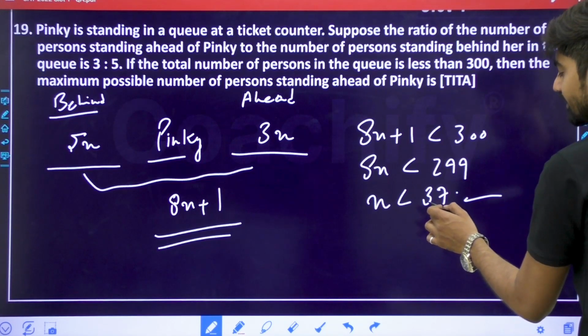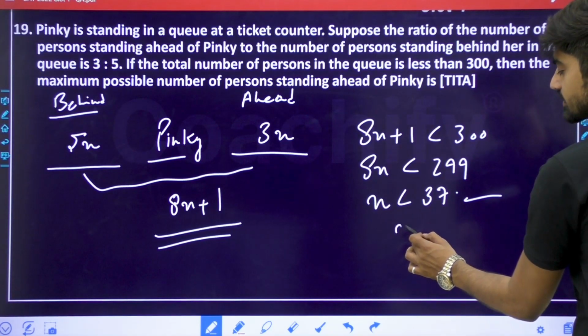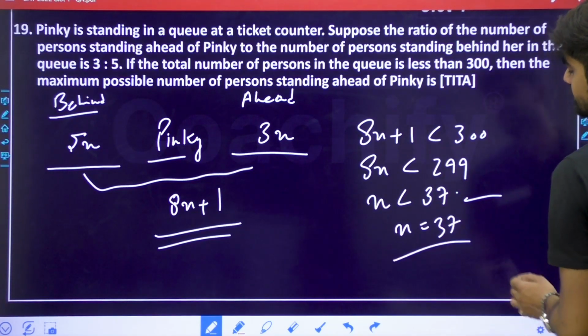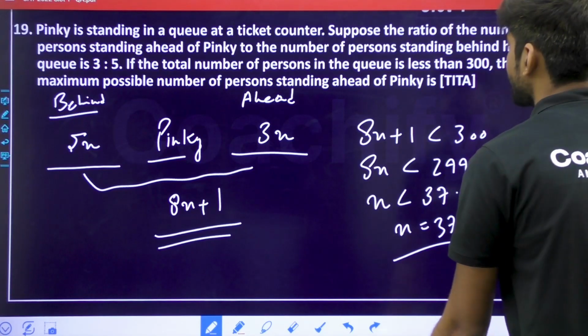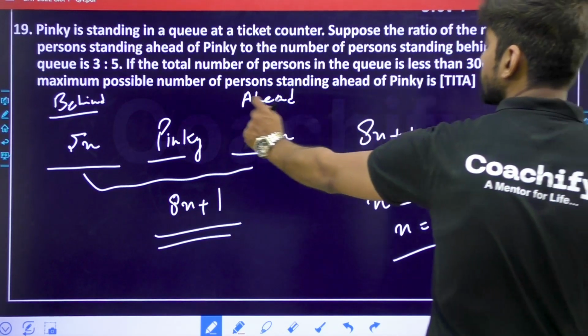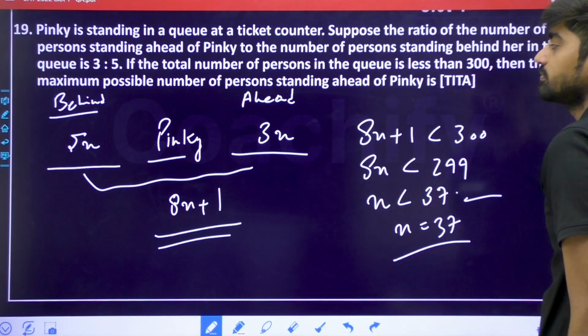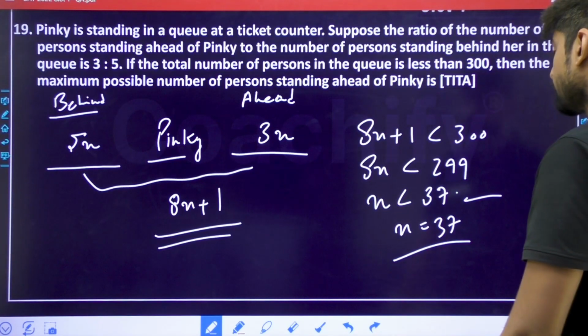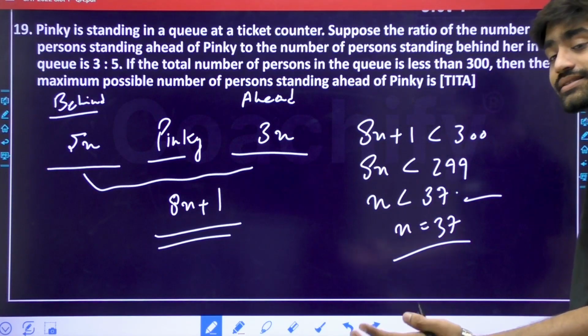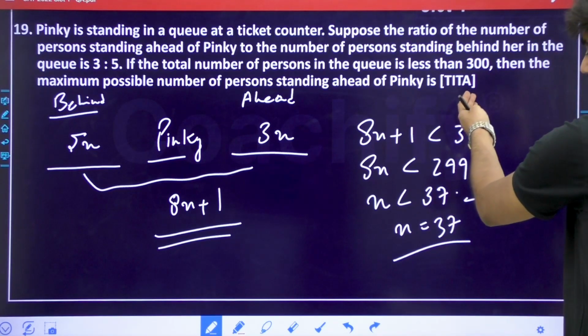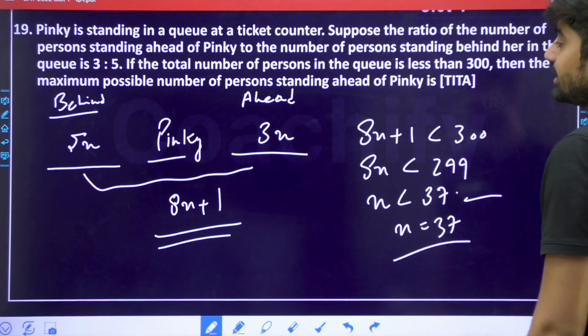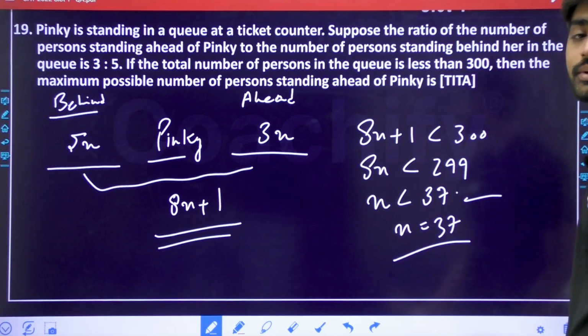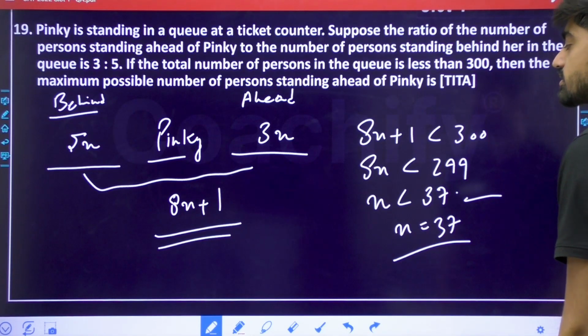So definitely lesser value than this, x is coming out as 37. Why 37 and not any lesser value? Because the question says you have to find out the maximum possible number of persons standing ahead of Pinky. So x should be maximum. At the same time, it should fulfill this condition and it should be an integer. Why? Because number of persons can't be in decimal, right? So x is coming out as 37.